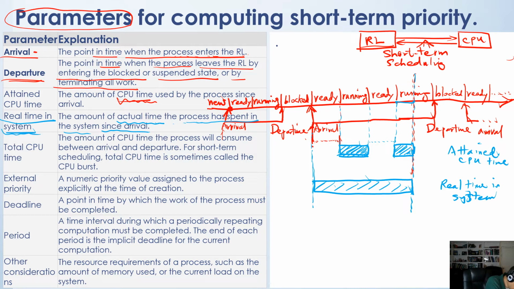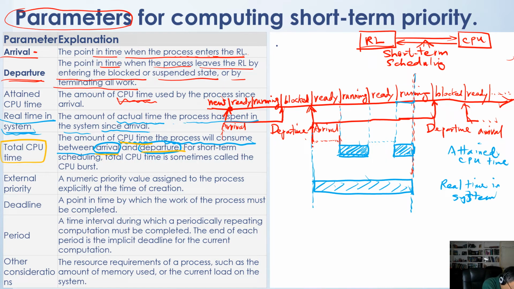Okay, so that's this. Now what's the total CPU time? The total CPU time is basically the amount of CPU time the process will consume between arrival and the departure. Okay, so in that case, let me change the color again. So that's the total CPU time, the amount of CPU time the process will consume between arrival and the departure.